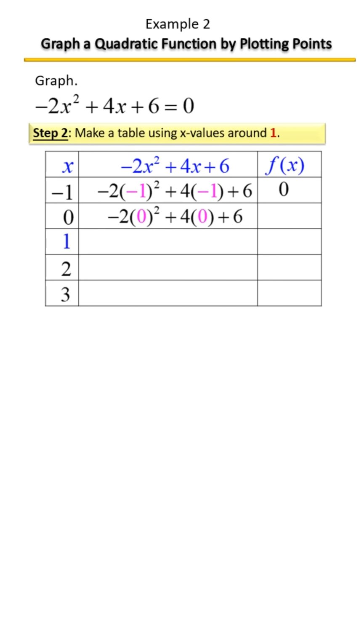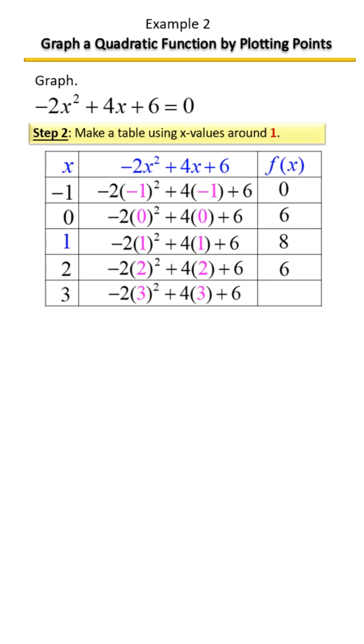When we plug in 0, we can see everything cancels out except for the 6, so we're going to get an output of 6. When we plug in a 1 and do the math, we're going to get out an 8. And when we plug in a 2 and do the math, we're going to get out a 6. And lastly, let's go ahead and plug in a 3 to see what we get out. You should get a 0 out.